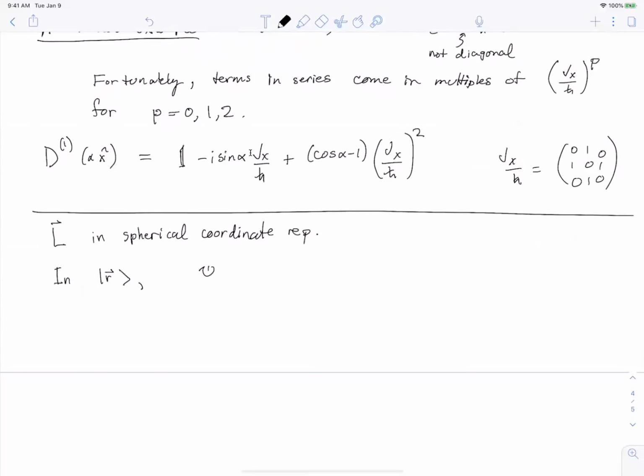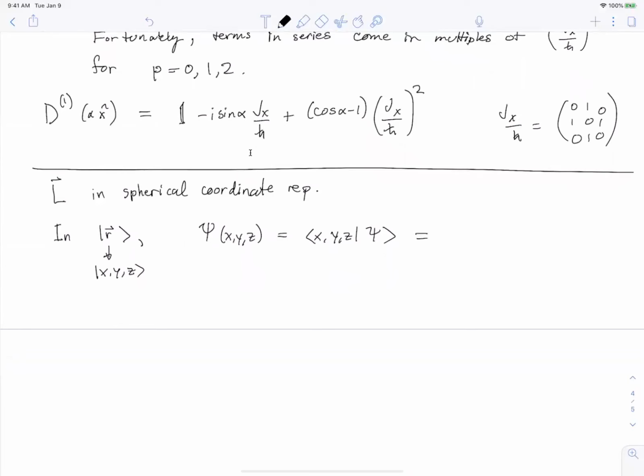And then the wave function for our system, which is a function of x, y, z, is equal to the bra xyz acting on psi. By the way, xyz is a synonym for r. Okay, but we could also write that in spherical coordinates. In fact, we will. So then that's equal to the bra r theta phi acting on psi.